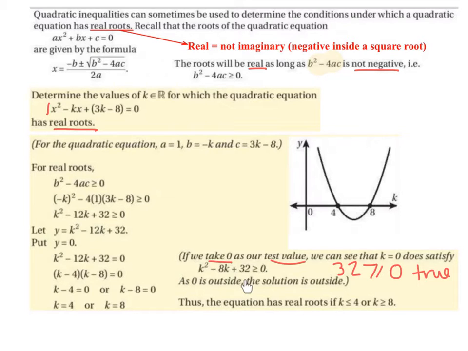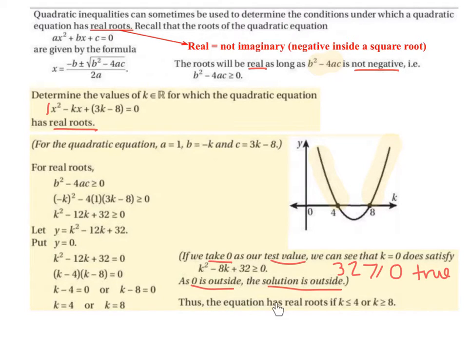As 0 is outside, the solution is outside. So we can see we have 4 and 8, and 0 is clearly outside of 4 and 8. It's not in between. The values that are in between are 5, 6, and 7. So 0 is clearly outside, which means the solution is outside. So everything to the left of 4 on the x-axis is going to be our solution, and everything to the right of 8 on the x-axis is going to also be our solution.